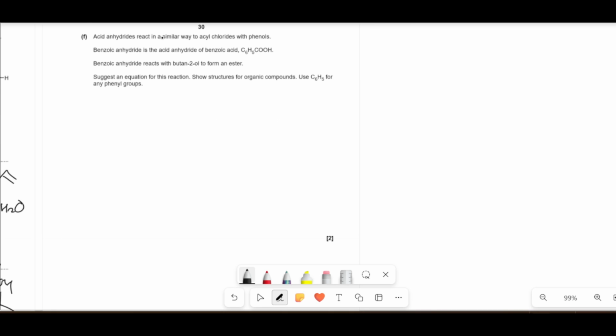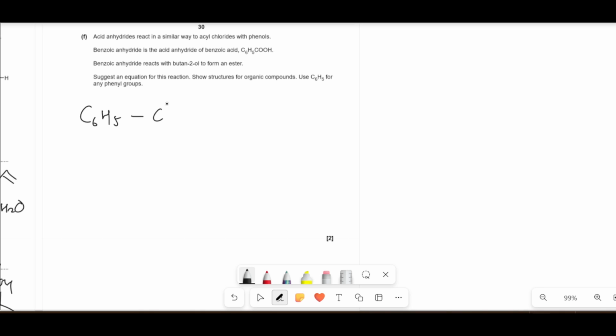So now it says, acid anhydrides react in a similar way to acyl chlorides with phenols. Benzoic anhydride is the acid anhydride of benzoic acid, C6H5COOH. So benzoic anhydride reacts with butan-2-ol to form an ester. Suggest an equation for this reaction and show the structures of the organic compounds. So acid anhydrides is where you have a carboxylic acid repeated with itself, but they're bonded together, so you've got 2 of them.